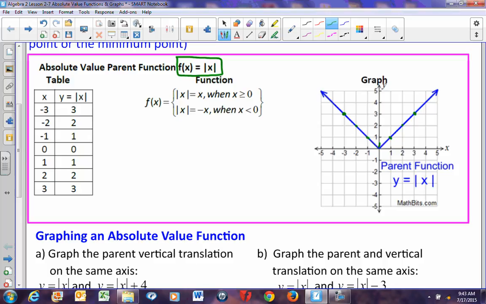Okay? The slope is up 1 over 1, up 1 over 1, up 1 over 1, as you can clearly see. Or down here, down, right, down, right, down, right. Okay? So you can see that they're mirror images of each other. Absolute value graphs are not hard to graph.